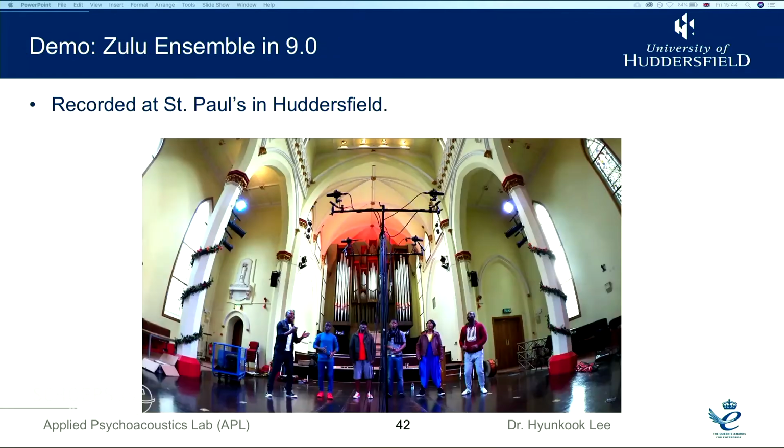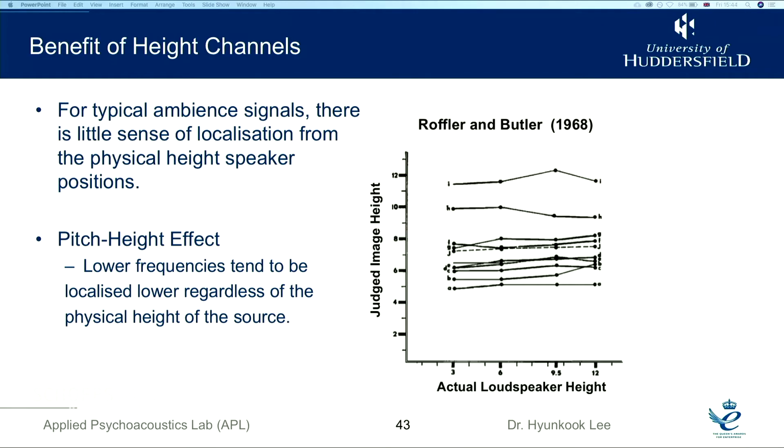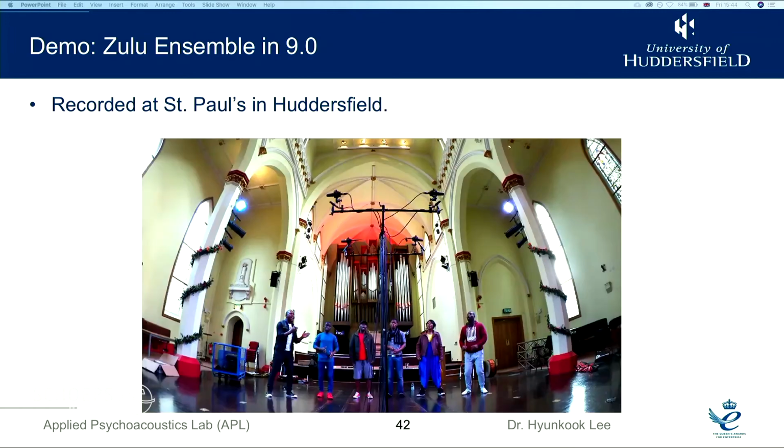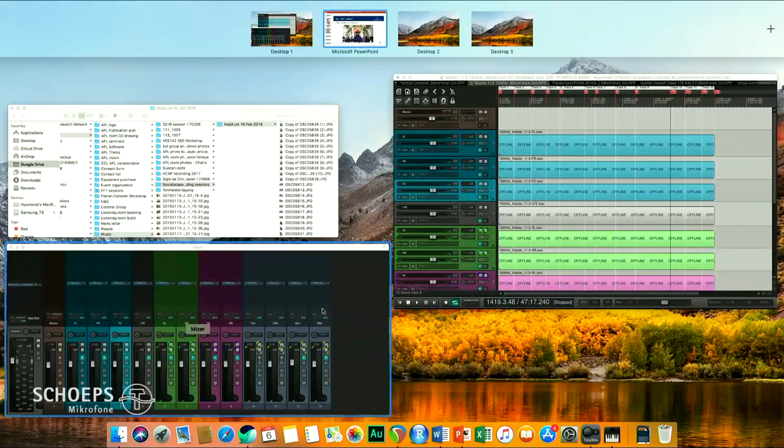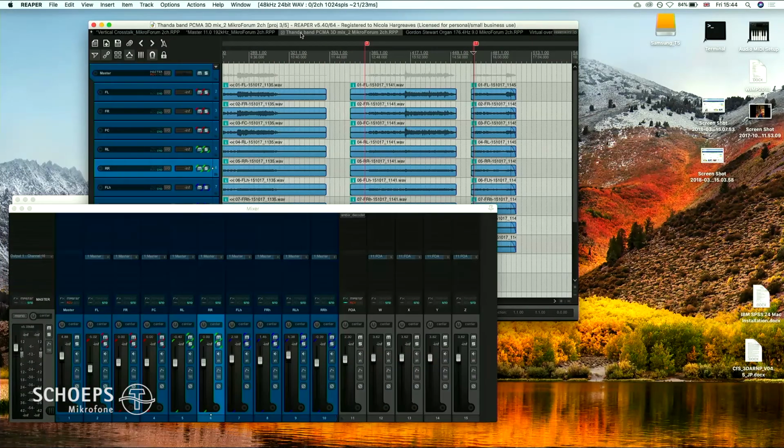Okay, so another example. I was going to talk about pitch height effect, but we don't have the height speakers here, so maybe it's not relevant. But I'll play this recording anyway, and let's talk about something else with this. Okay, so this is the South African Zulu ensemble. It's like a singer is singing a cappella. Quite interesting sound.